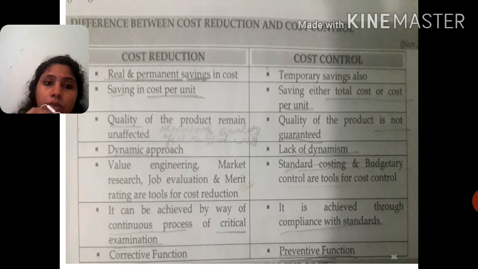Come to the cost control column. It is achieved through compliance with the standards. So in case of cost control, we said already we can utilize standard costing and budgetary control techniques as tools, and based on the estimated cost alone we will go ahead with the production, and we can control the cost. So it is achieved through compliance with some standards. Then we can achieve it properly.